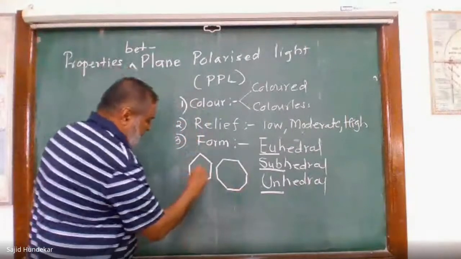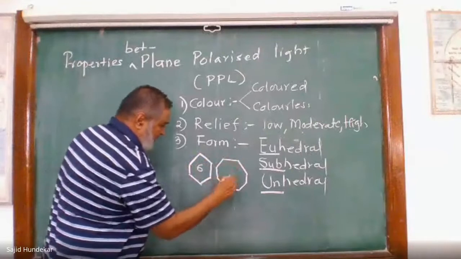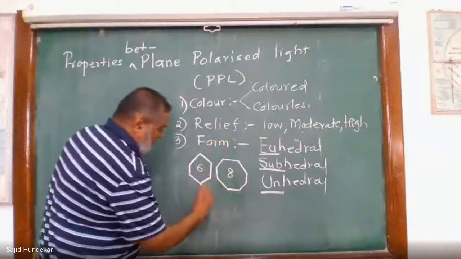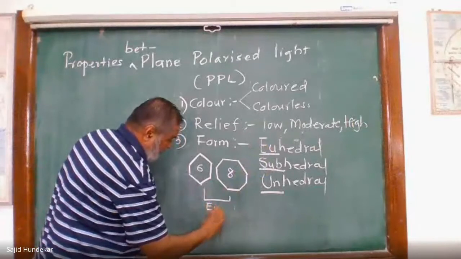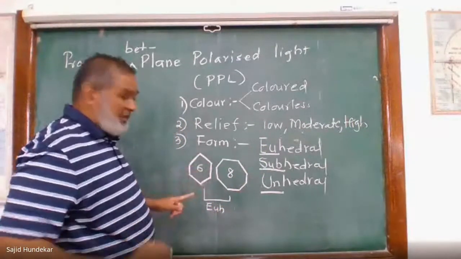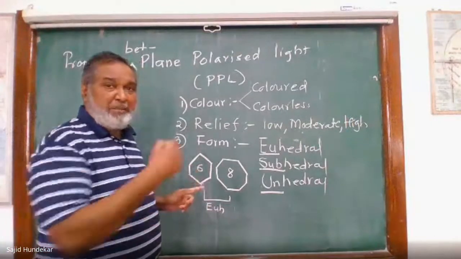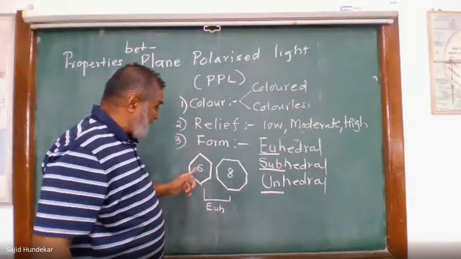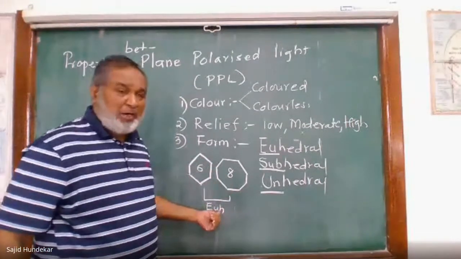Yes. This one has 6 sides. The edges are straight. In this one, there are 8 edges. And these two will be called euhedral. Depending upon how many edges there are, instead of calling it euhedral, we directly use a pet name. That is, it is 6 sides, or it is 8 sides. But both are nothing but euhedral crystals.